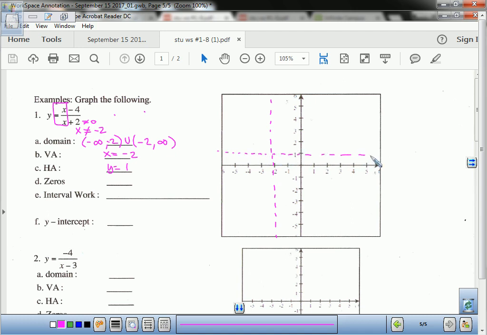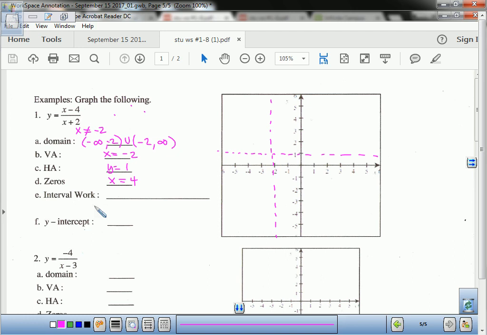Now, could it be possible, on a complex function, to cross a horizontal asymptote? Yes. It can. This one doesn't, but it can. Okay? Seems legit. Now, zeros. The zeros just help us kind of get an idea about the form of the graph. Okay, so what is the 0? X equals 4. Okay? So now I have everything I need to do my interval work.